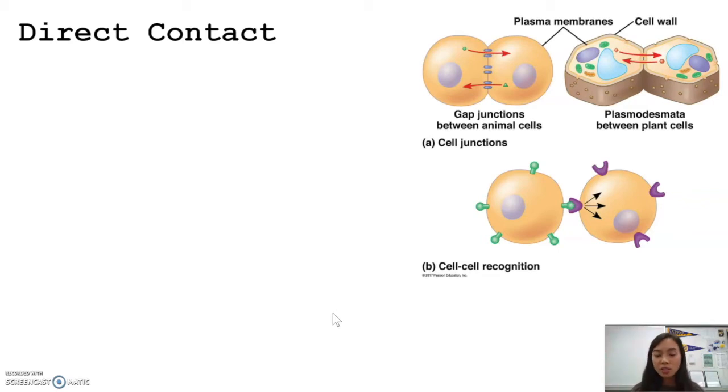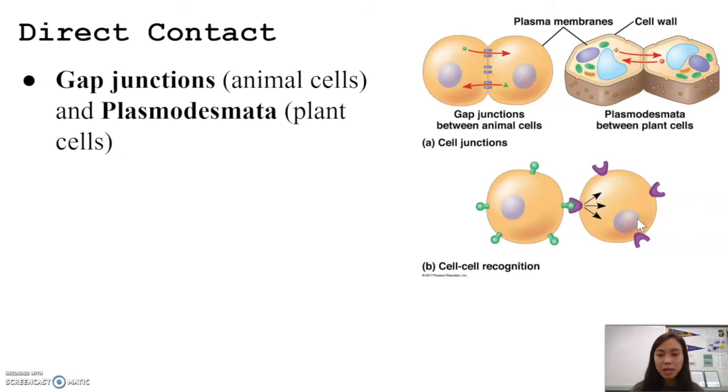So based off the name, you can tell these cells are in direct contact. They are touching. And so in class we mentioned juxtacrine signaling. This is juxtacrine signaling, right? They're very close together. Another name is just direct contact. We've learned about these two types of direct contact. There's gap junctions in animal cells and plasmodesmata in plant cells. They're just little channels or holes that allow for passage of molecules.